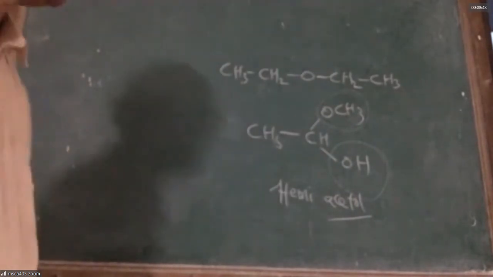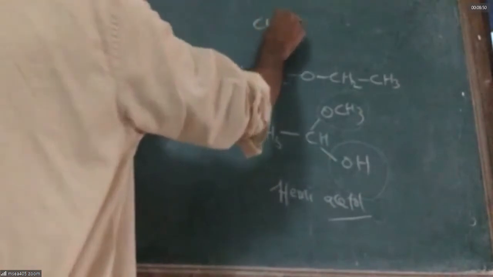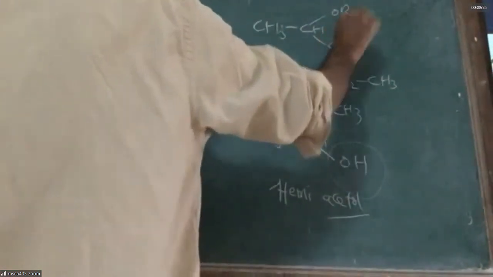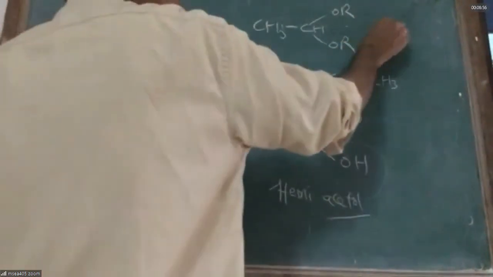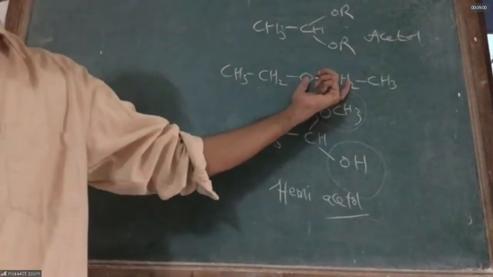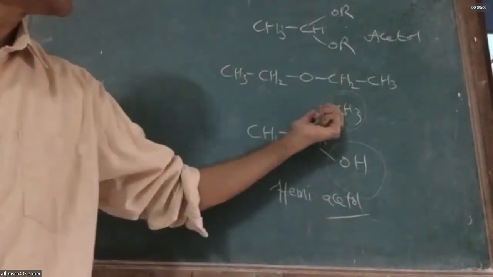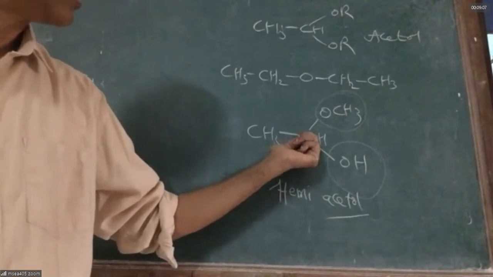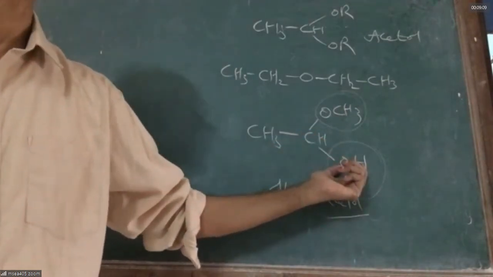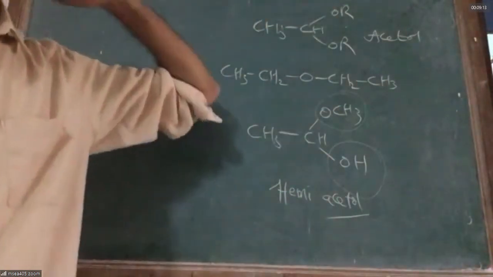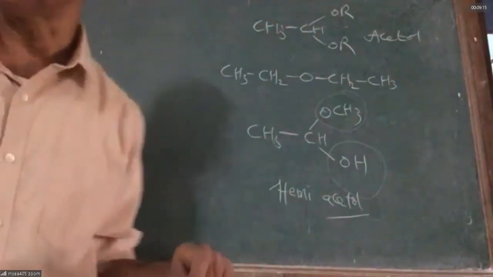Hemiacetal. If the carbon is linked to two alkoxy groups, then this is called acetal. Now let us be familiar. An alkoxy group linked to a carbon chain is an ether. If an alkoxy group is linked to the carbon, and the same carbon also has a hydroxy group, that is called hemiacetal. If there are two alkoxy groups, it is called acetal.